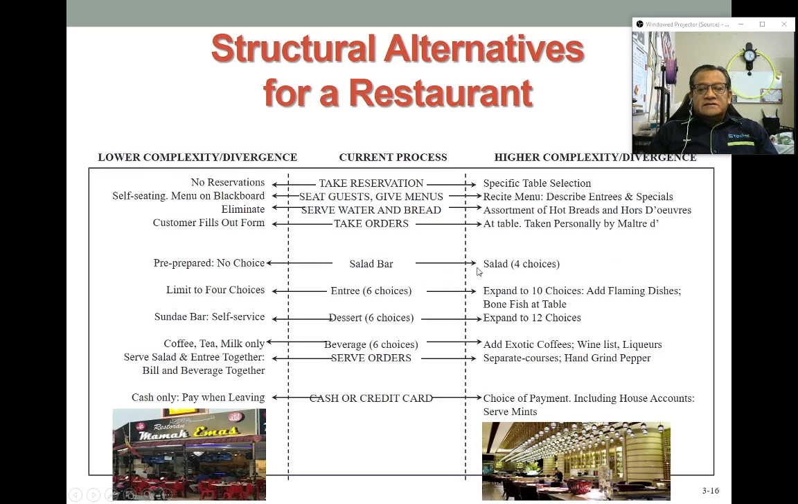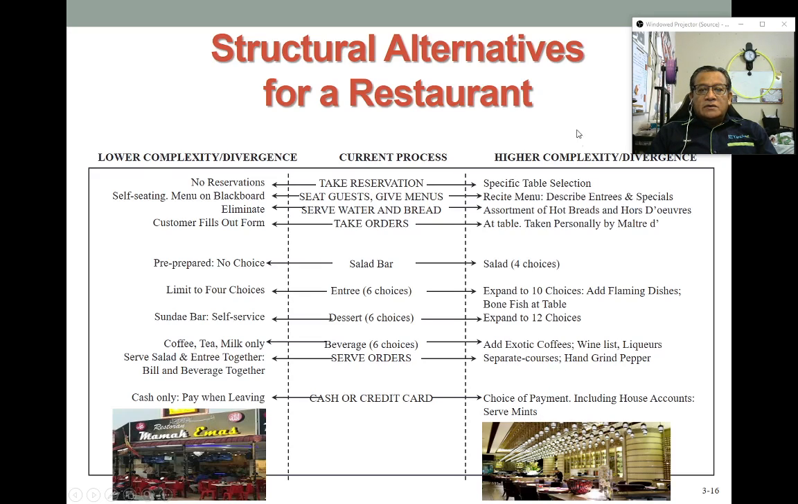For example, for salad, how many choices do you have? Perhaps they offer you four choices, and you could have exotic coffee or special wine, or you could also have a choice of what type of fish and how it is supposed to be cooked. All these are very specific menu instructions given to the waiter or waitress. And as far as a choice of payment, it normally includes the house account or the service charge.